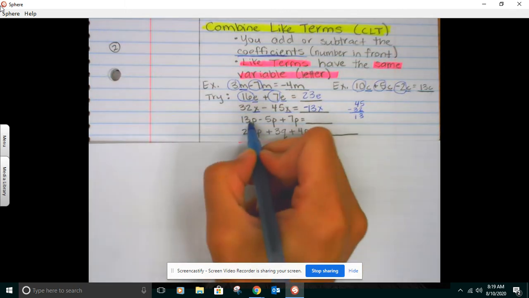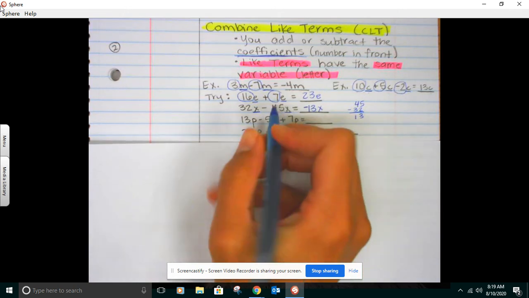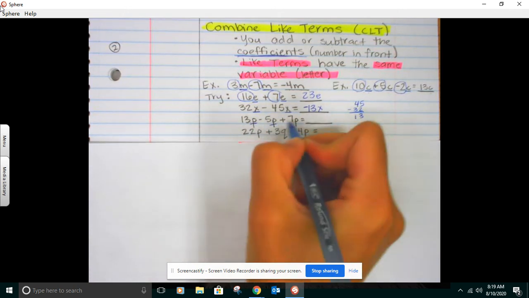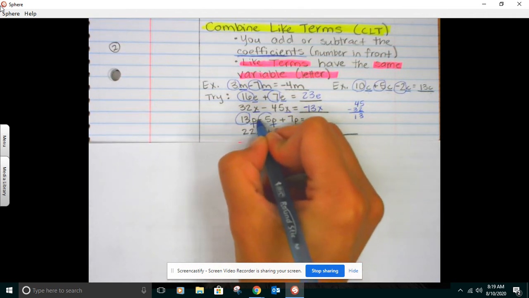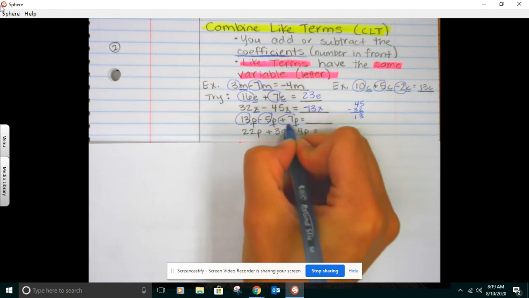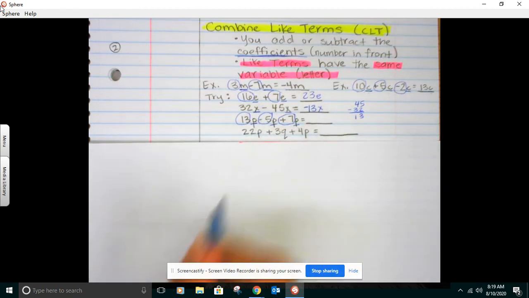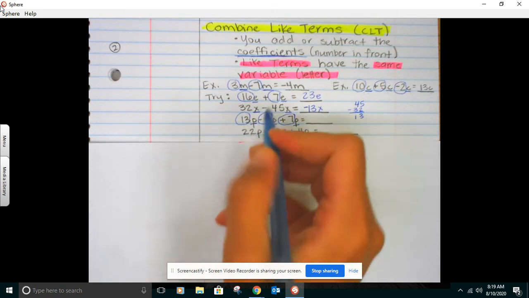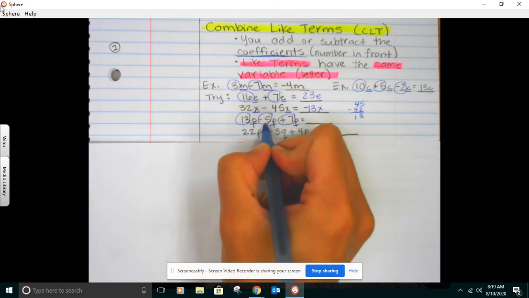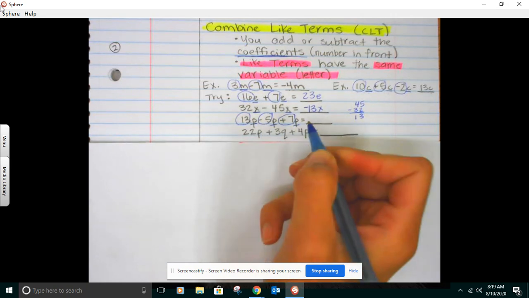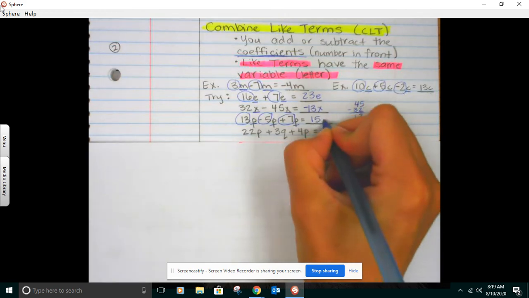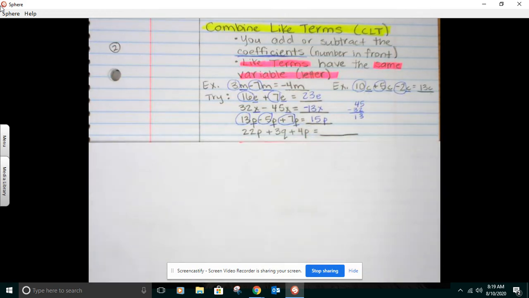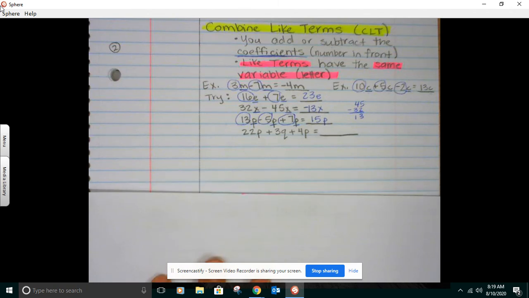All right, the next one. I have 3 terms, 1, 2, 3, but that's okay. I'm looking at the variables. I see p, p, p. They're all p's, so all I have to do is combine the coefficients. Always take the sign in front. If there is no sign in front like the 13, it's positive. So I just go left to right. 13 minus 5, that is 8. 8 plus 7. And again, you could use the side part for scratch work if you need to. 8 plus 7, so 15. Don't forget the p. And that should be good.